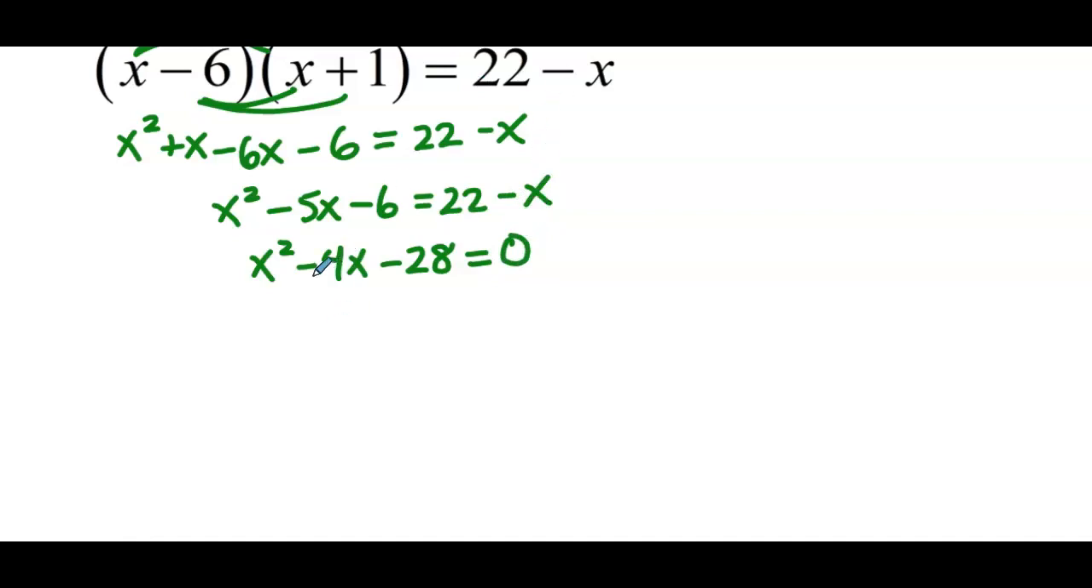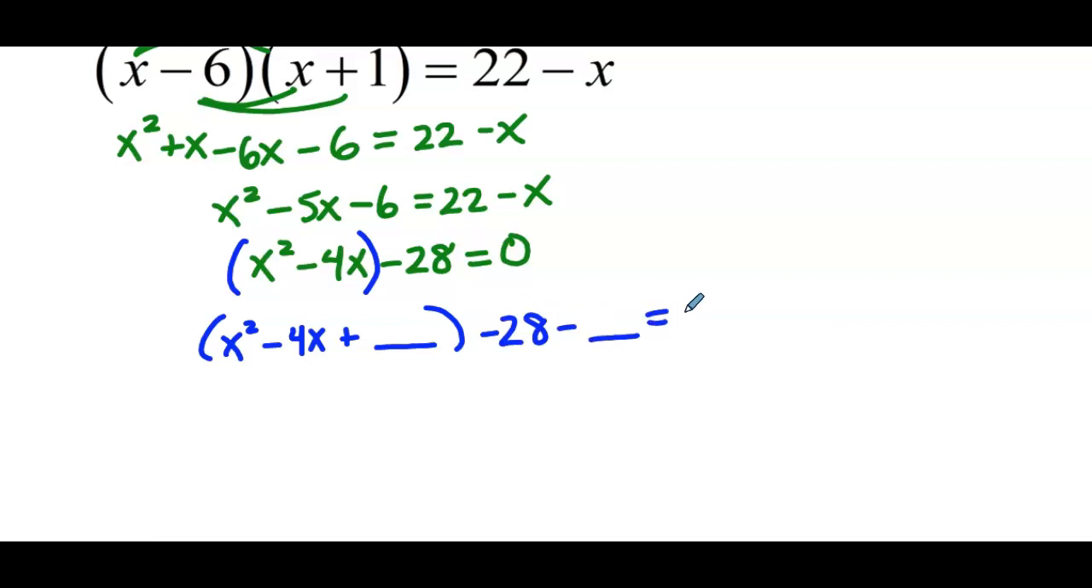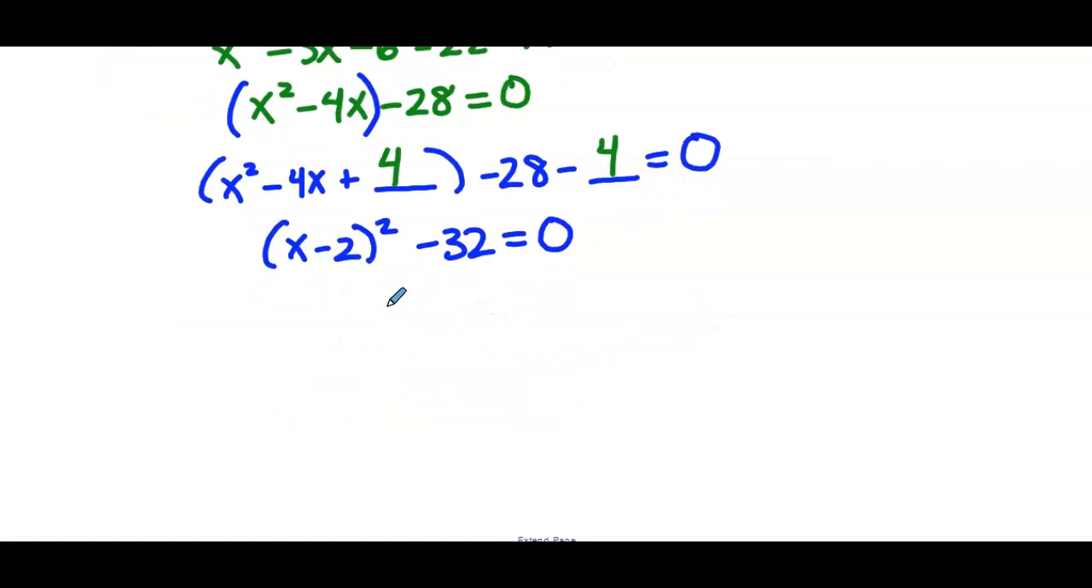Okay, now we're using the technique of completing the square, so we'll put a set of parentheses around x squared minus 4x. So x squared minus 4x plus something, minus 28 minus something, equals 0. Okay, so half of negative 4 is negative 2, squared is 4, so we have to subtract 4 as well. So we have (x − 2) squared minus 32 equals 0. So add 32 to both sides, so (x − 2) squared equals 32.